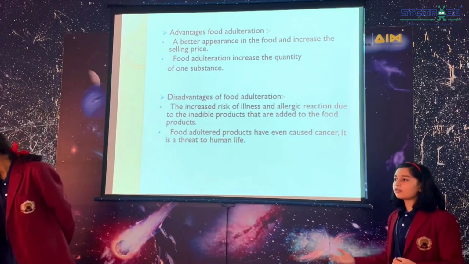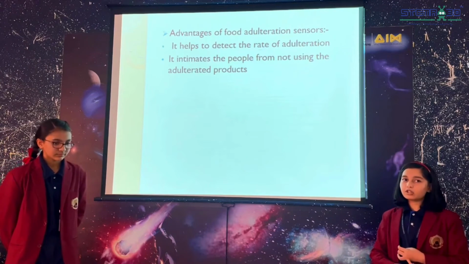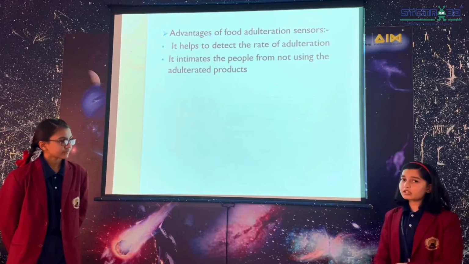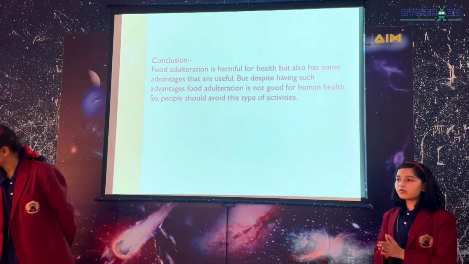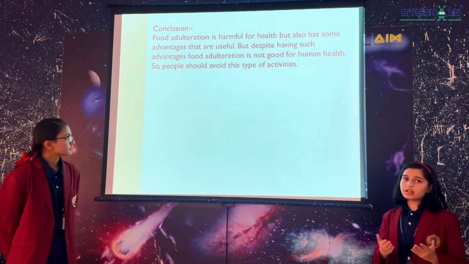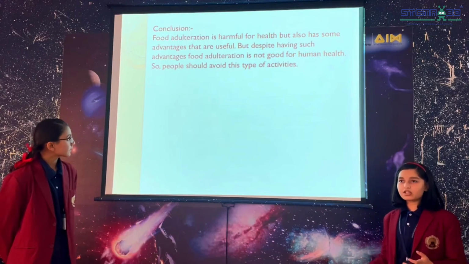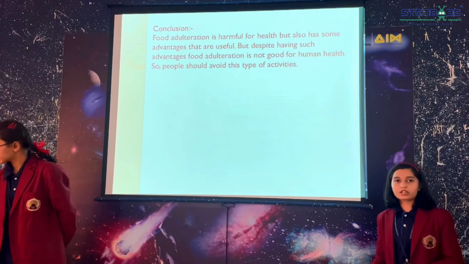That is a threat to human life. So the advantages of these sensors are that they can inform people not to use such adulterated products. It helps to detect the rate of adulteration. So the conclusion of our presentation is that food adulteration has advantages as well as disadvantages. But despite having such advantages, it is harmful for human health. So people must avoid such activities.